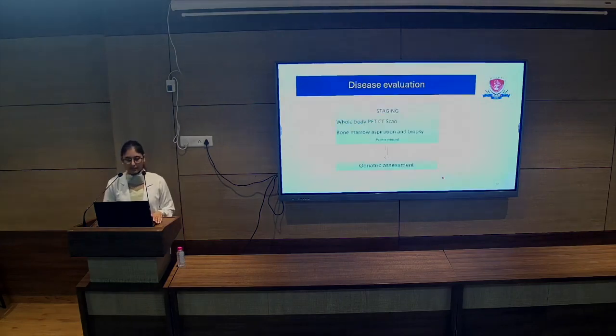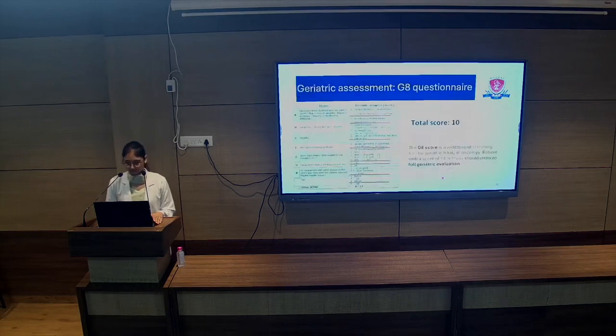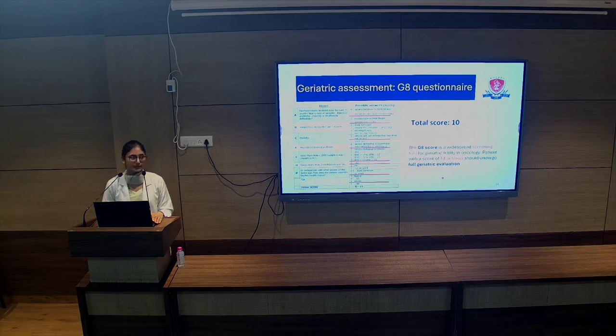Now after this staging, there is one thing left, which is the geriatric assessment. So for the screening of geriatric assessment, we use the G8 questionnaire, and for this patient the total score from the shown table was 8. We have used this G8 questionnaire. So a score of 8 means it is less than 10. That means the patient has to undergo a full geriatric evaluation before deciding to start the treatment or not.